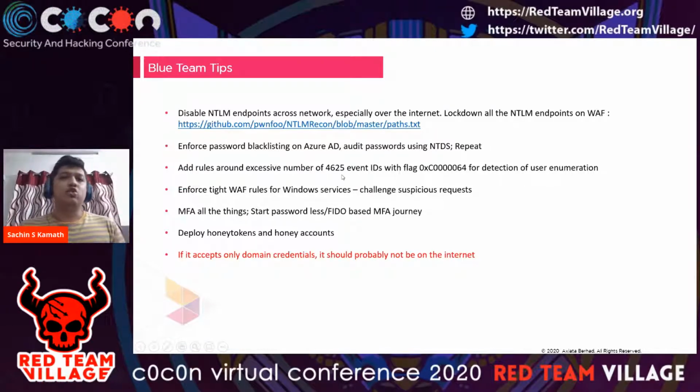You can also add rules around 4625 event IDs where you detect user enumeration. MFA, all the things. It's probably too late to say this, but you should also look at starting your passwordless or FIDO-based journey, which adds a lot of complexity. Finally, deploy honey tokens and honey accounts to detect compromise. And the final and most important thing is that if your service accepts domain credentials and it's on the internet, you're probably doing it wrong. So you should have a talk with your IT or whoever is responsible for your infra and take it behind the VPN so that this does not come and bite you in the back.